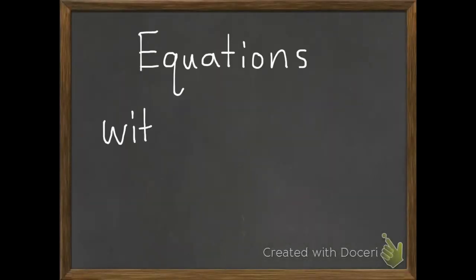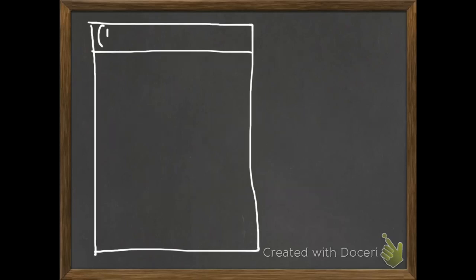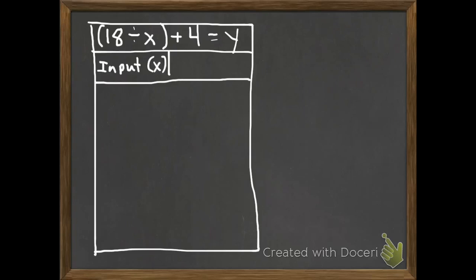Today's lesson is equations with multiple operations. This is going to look a lot like some of the harder problems we had yesterday. Basically the same thing. We have our equation here, and instead of just giving us one thing, we're going to have to fill out this entire table. So we have our input and our output.